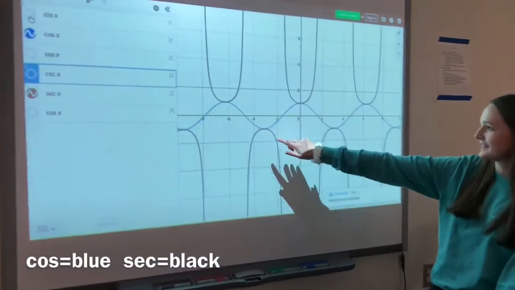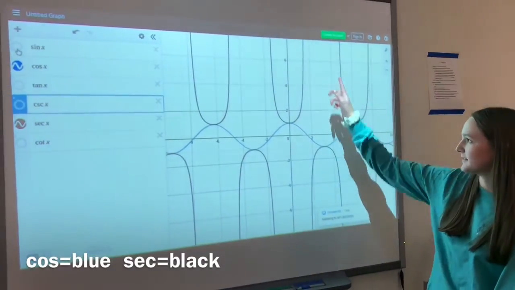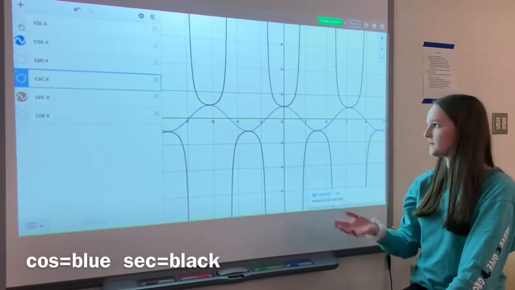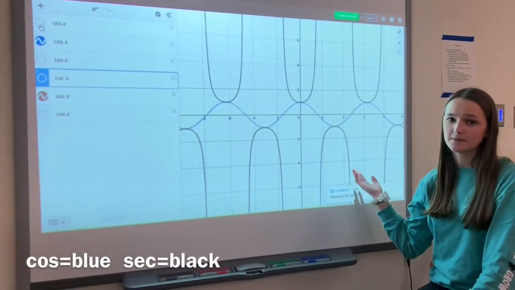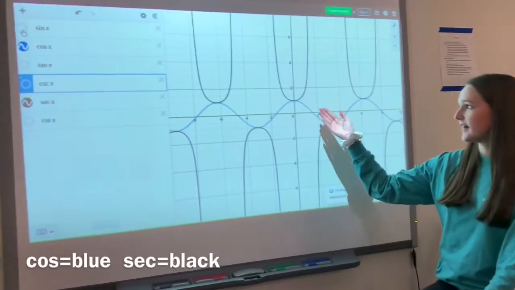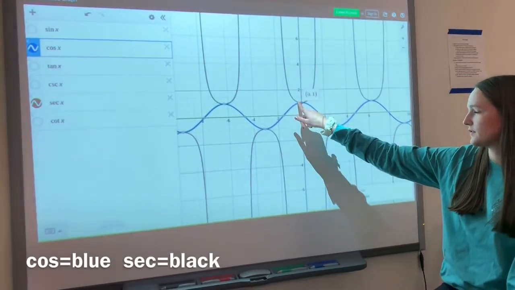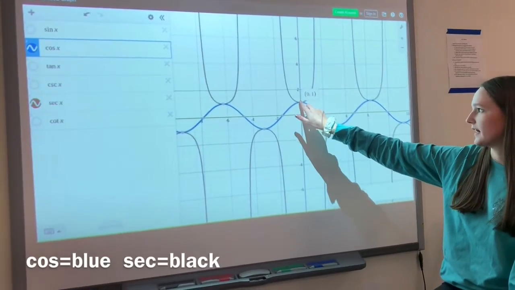This graph is going to be your cosine, and this is going to be your secant. And these graphs are going to be exactly the same as the other ones, just with different points, because they are reciprocals as well. Cosine, as you can see, looks exactly like sine, except it does not go through the origin, it goes through the amplitude, which in this graph is 1.